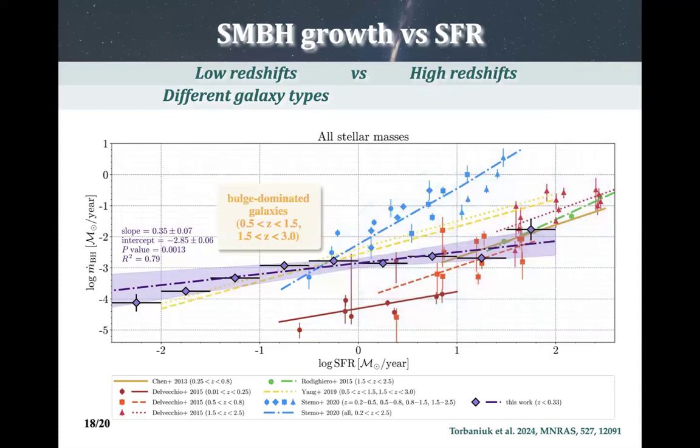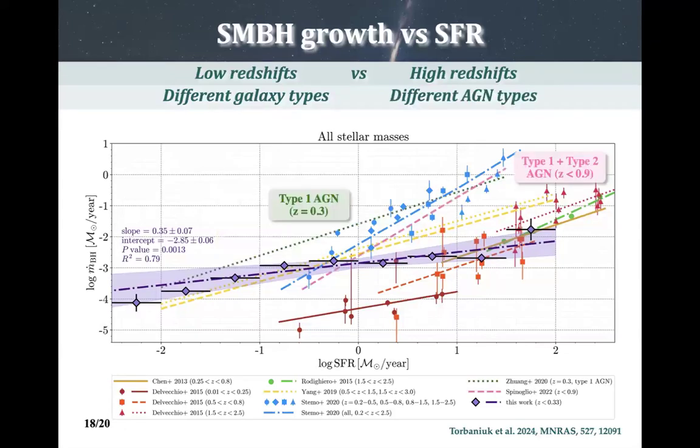Another point, if you use different galaxy types: for example, there is a work about bulge-dominated galaxies, and their relation, even at higher redshift, is much flatter than ours, but at the same time they are probing higher redshift. So it means that the slope does not depend only on redshift evolution. It can also depend on the host galaxy properties.